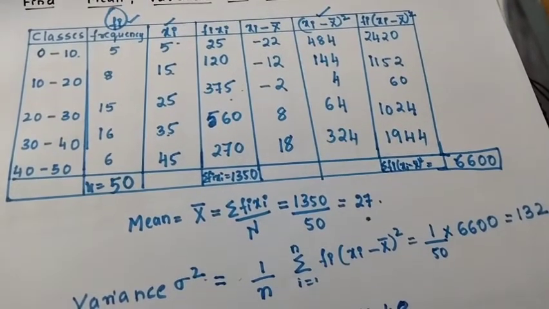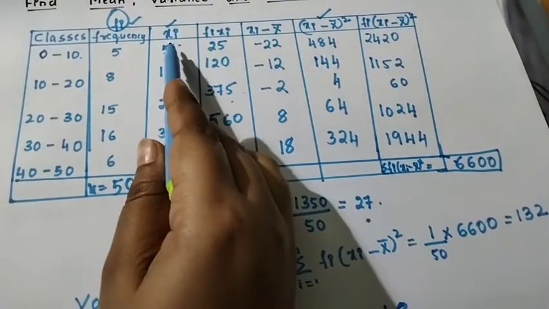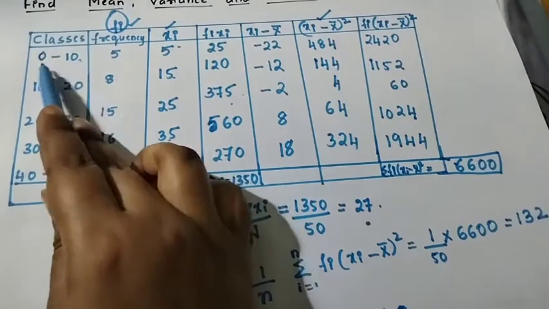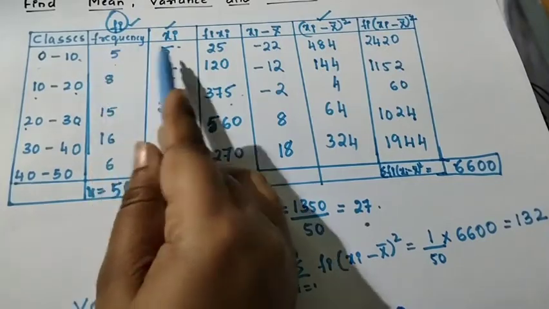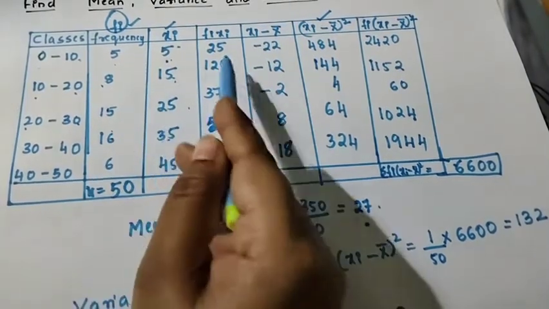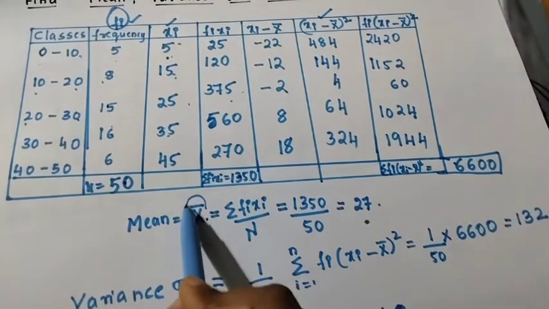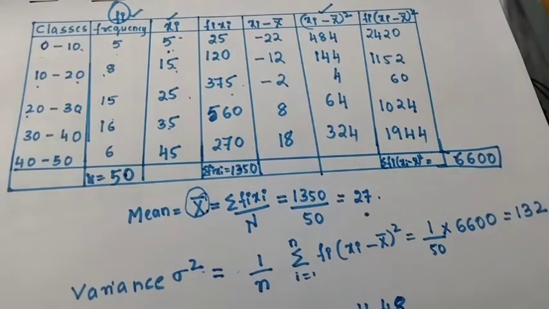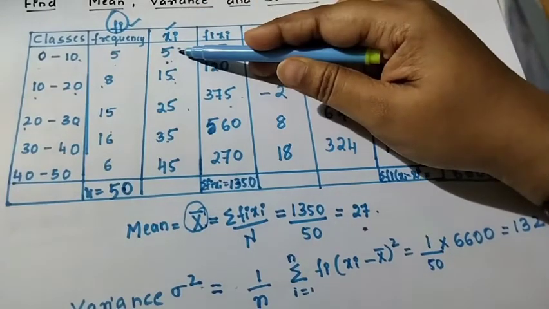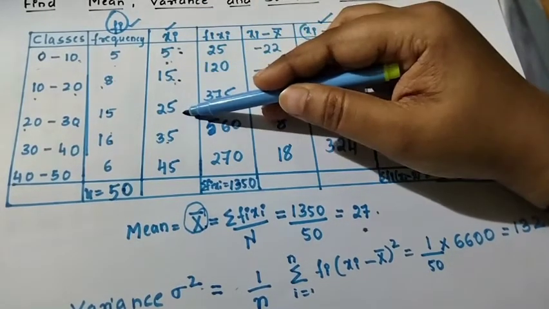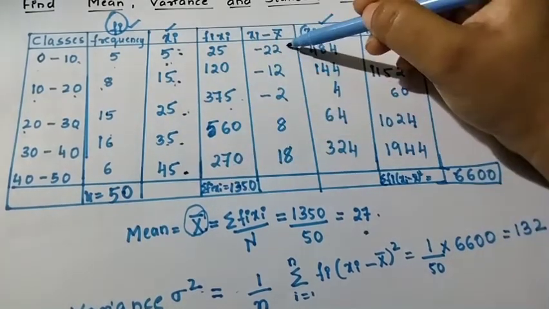Now just see all the steps first. Fi is given. First, midpoint values have to be calculated, by taking the midpoint of these values. The next column will be fi into xi, so you have to multiply fi and xi. You get the summation of that divided by n as the mean value, so the x bar value will be equal to 27. From each xi value you have to go on subtracting x bar, that is 5 minus 27, 15 minus 27, 25 minus 27, 35 minus 27, 45 minus 27. You will get these values.